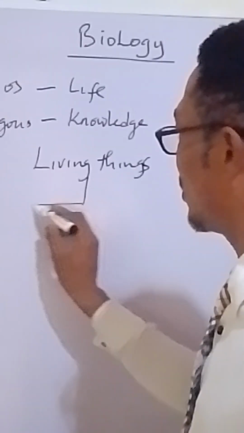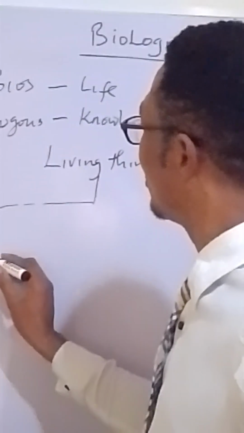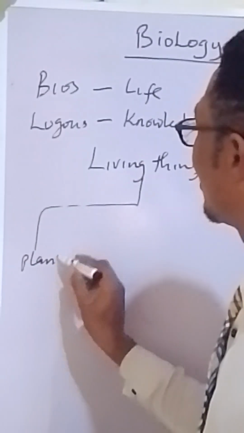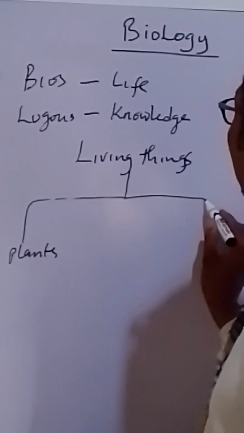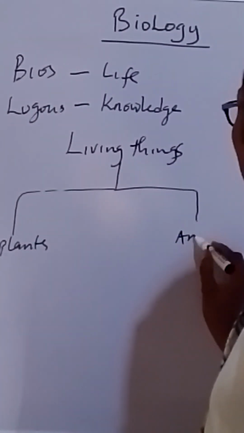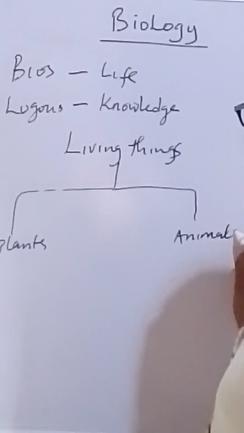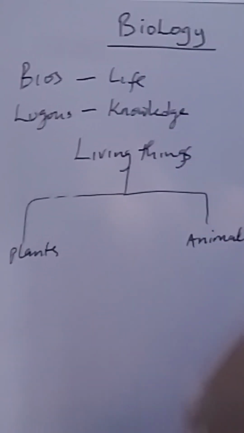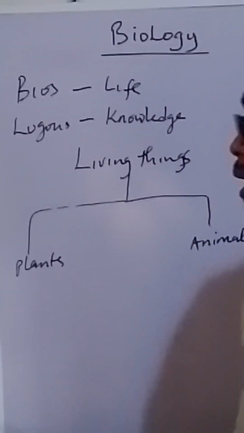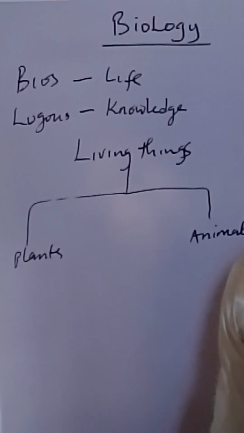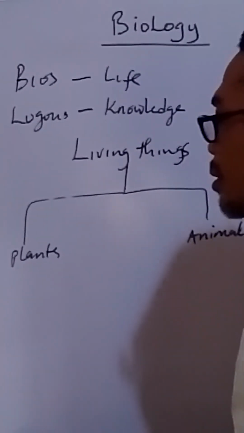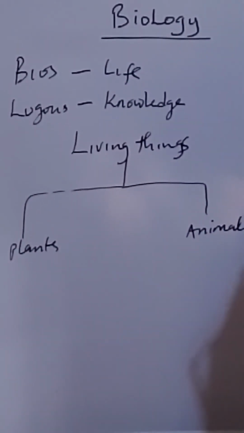And the two are plants and animals. Okay. Now, these two groups have further classifications. We are going to be taking them gradually.